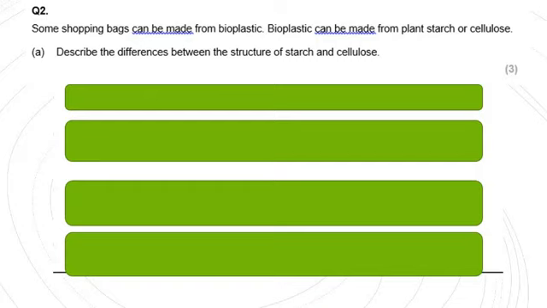Some shopping bags can be made from bioplastic. Bioplastic can be made from plant starch or cellulose. You need to describe the differences between the structures, not necessarily the functions, between starch and cellulose. We've covered cellulose in our lesson today. You need to go back through your memory and compare it to starch. For 3 marks, give it a go.